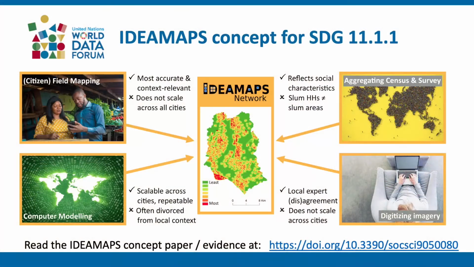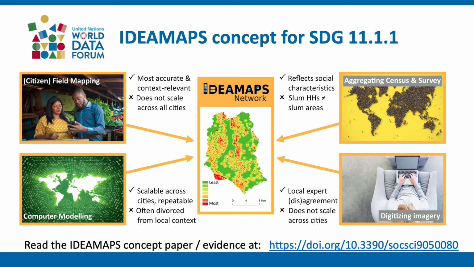So I'm Dana Thompson, and I coordinate the Idea Maps network, and I'm going to be pitching 3 potential data innovations for SDG 11 monitoring. Next slide, please. So Idea Maps means the Integrated Deprived Area Mapping System, and we represent 4 mostly siloed approaches to mapping slums and informal settlements.